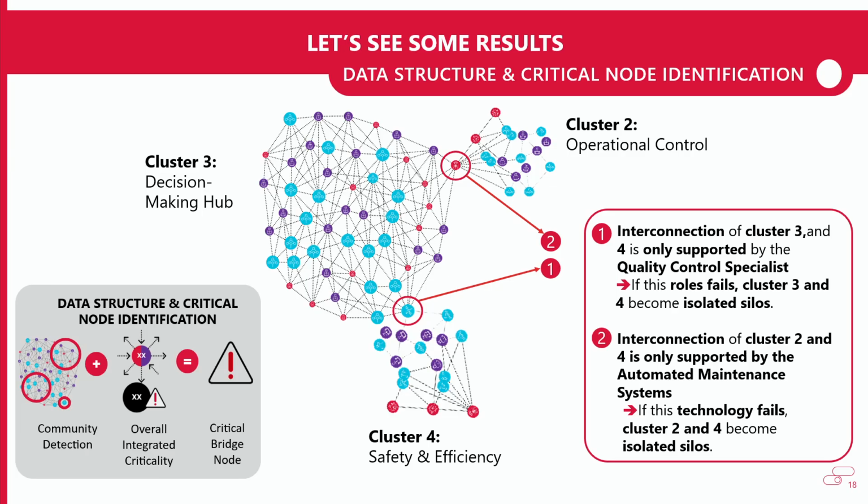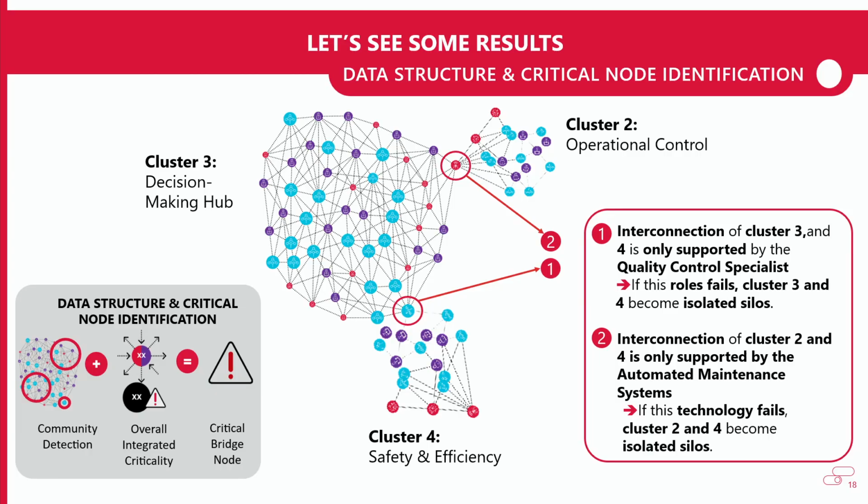cross this community detection with the analysis on how these subclusters are connected together. And in these examples here, you see that we represented cluster 3, cluster 2, and cluster 4. And you see that my cluster 3 and cluster 4 are linked by one single entity, my quality control specialist we already saw in the previous slide. That means that if for any reason that single entity fails, both cluster 3 and cluster 4 become isolated silos.